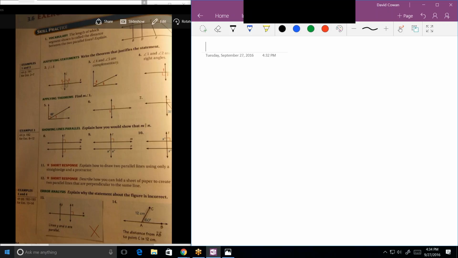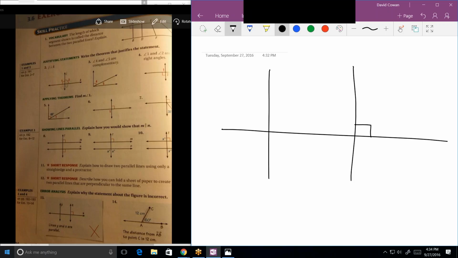I'm still writing. Okay. 13. Y and Z are parallel. You cannot confirm. Here's their picture. Why can I not say that Y is parallel to Z?